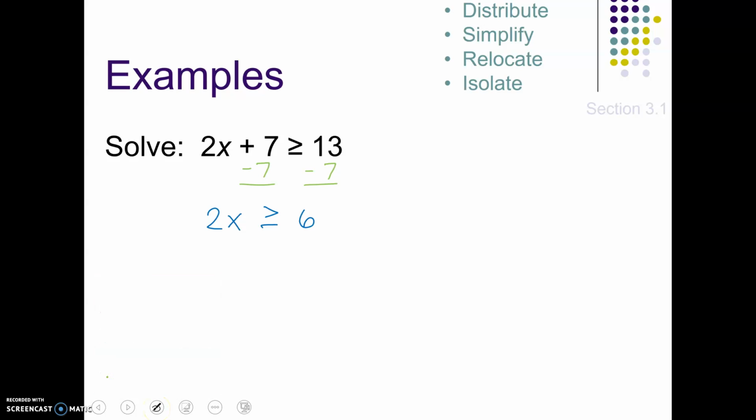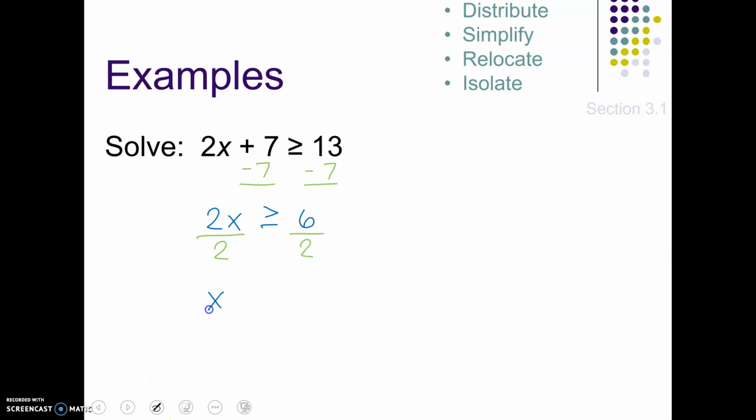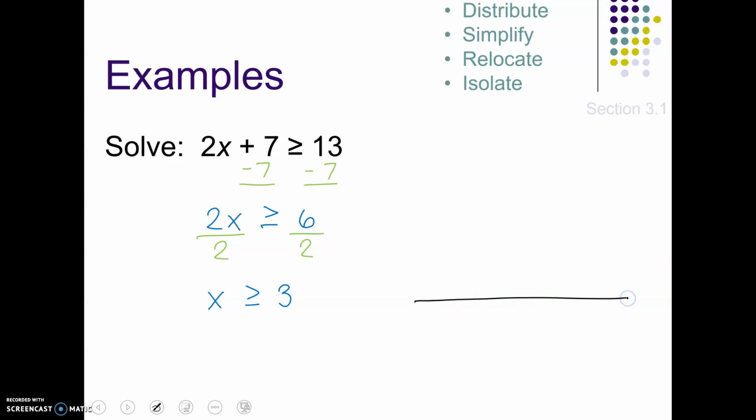And now we're going to isolate the x, which means get it totally by itself. Right now there's a 2 attached to it with multiplication, so I'm going to detach it with division. I will divide by 2, and in order to keep the balance, I will divide the other side by 2 as well. That gives me x ≥ 6 divided by 2, which is 3.